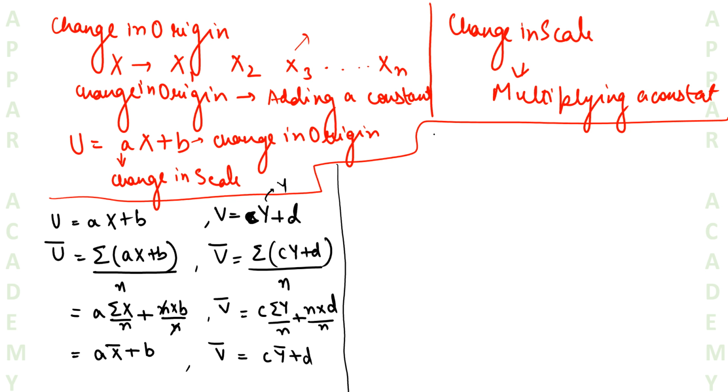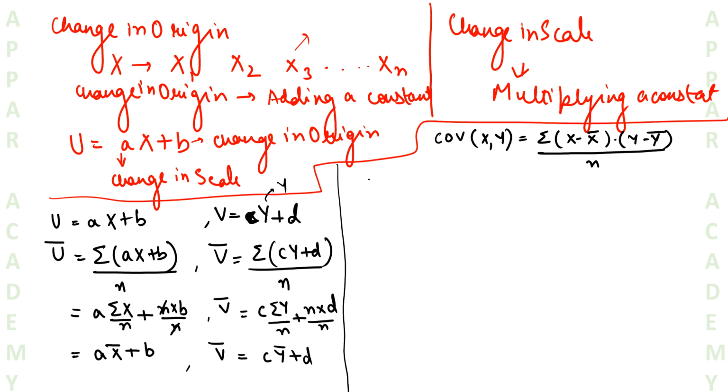So let's just write down the formula. What is the covariance between x and y in general? In general, covariance between x and y is simply equal to summation x minus x bar into y minus y bar upon n. Now let's see what will be the covariance between u and v. If the formula turns out to be the same, then obviously there's no impact of change in origin and change in scale. But if it turns out to be different, then there's an impact. So let's talk about it.